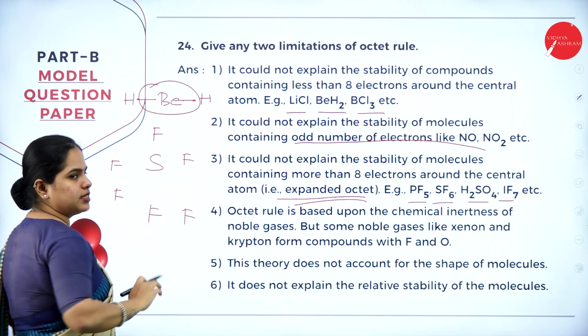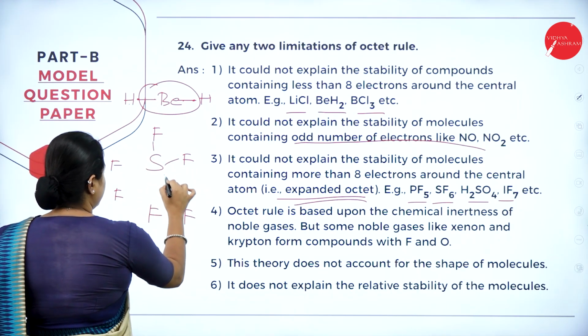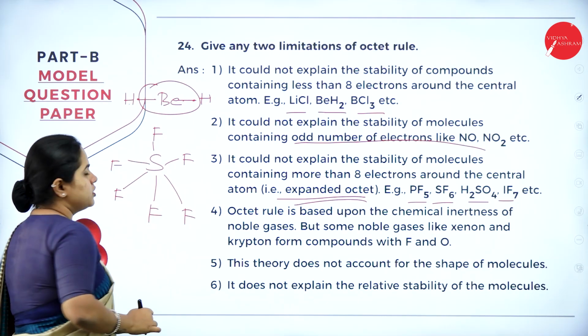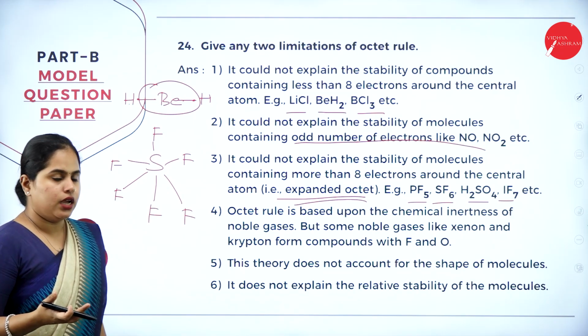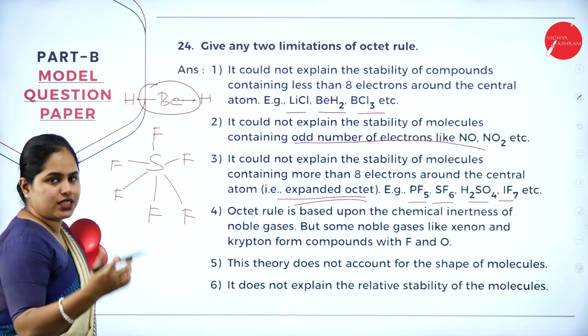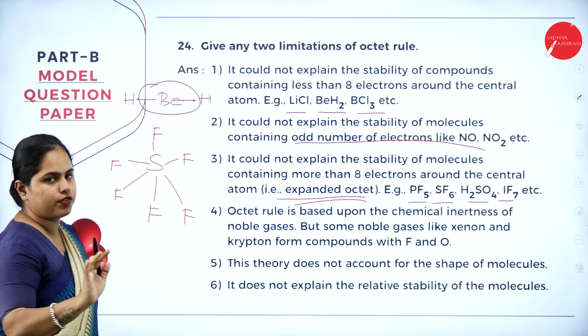Okay, sulfur is the central metal atom, surrounding you have 6 fluorine atoms. As you can see here, the sulfur's number of valence electrons is 6, and surrounding you have 6 fluorine atoms. Each fluorine atom's octet is completed, that is 8 electrons will be present.